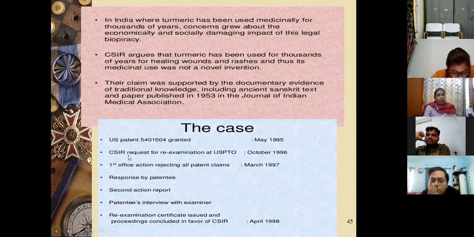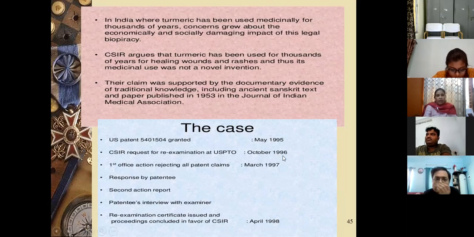And upon CSIR's request, it was re-examined at the US Patent Office in 1996. And the first office action rejecting all patent claims was declared in March 1997. So it took about 2 years. On the second action report also, they could not stand, and the re-examination proceedings were issued in favor of CSIR in 98.